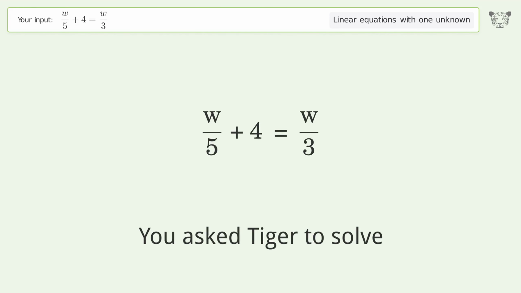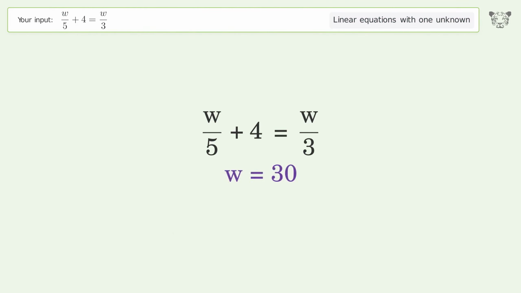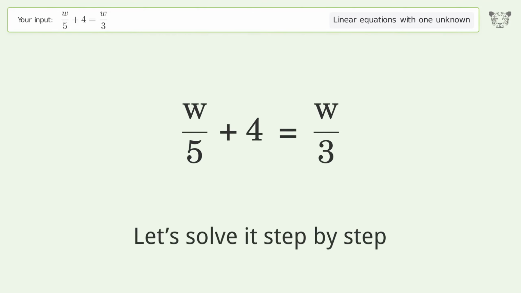You ask Tiger to solve. This deals with linear equations with one unknown. The final result is W equals 30. Let's solve it step by step.